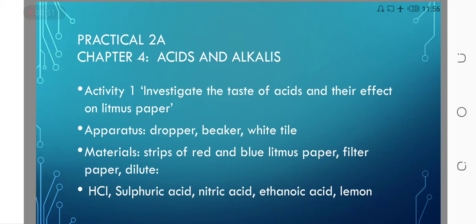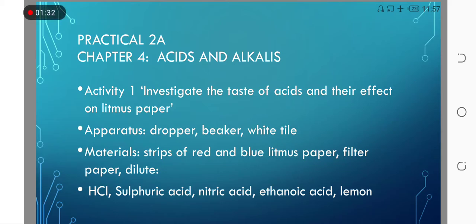Now we are going to perform activity number 1, that is given on page number 19, and the activity title is investigate the taste of acids and their effects on the litmus paper. First of all, I would like to tell you the aim of this practical, why we are doing it. We are going to investigate and observe the effects of acid on the litmus paper and the taste of acids. So two things we are going to observe by using this practical.